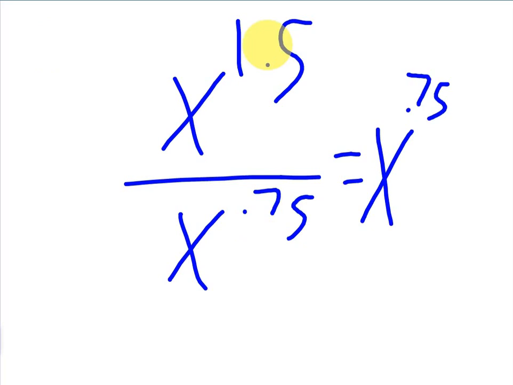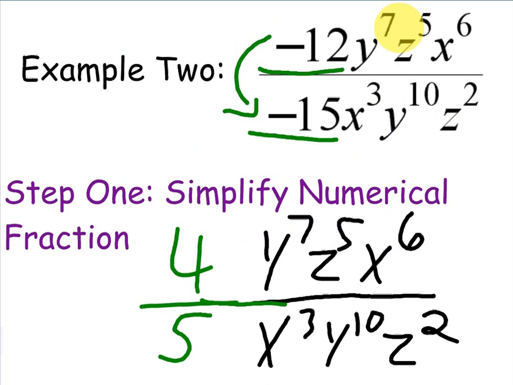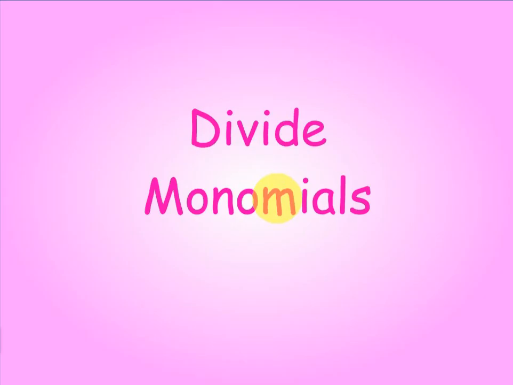So that's it for dividing like monomials. Just rearrange, divide the numbers, simplify the numeric fraction, reorder the variables, divide like bases, and simplify. If you have any other questions about dividing monomials, let me know.